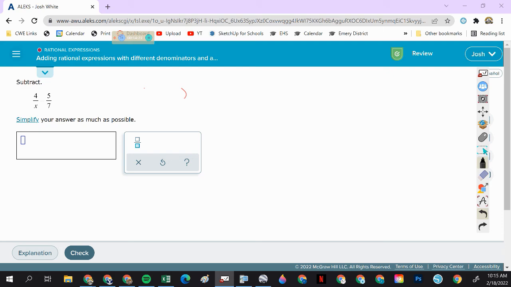Just the first 5. So here my common denominator is 7x. The first one needs a 7, and the last one needs an x. How do I take 28 and subtract 5x? Well, you don't. It's just negative 5x plus 28 over 7x, like that.